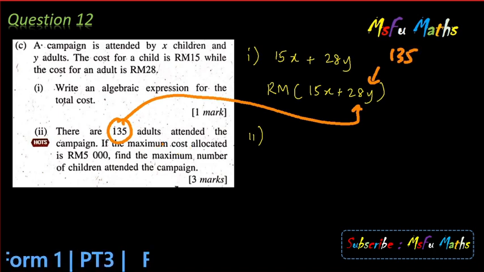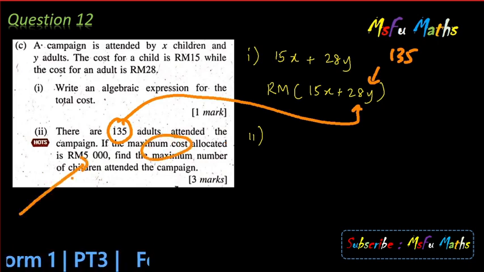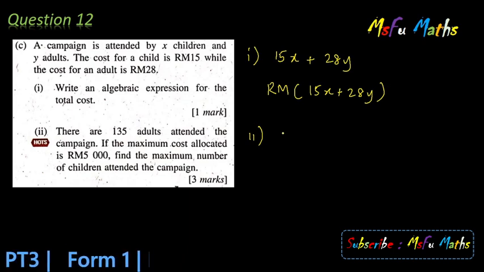We substitute that one later on. That attended the campaign. If the maximum cost allocated is 5,000, find the maximum number of children attended the campaign. So, which means the total cost, the most, is just 5,000. So what is the maximum number of children can attend? Okay, so let's see. We already have 135 adults. So let's get rid of these 135 adults first. For 135 adults, the cost of, or maybe we can substitute.